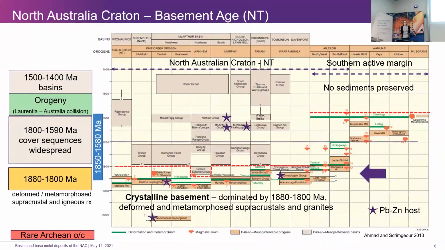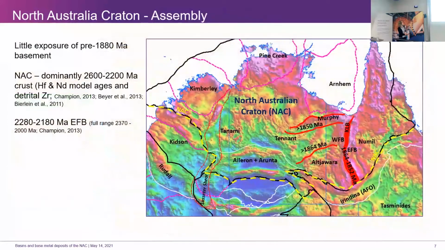Looking at basement across the North Australian Craton, there's very little outcrop. But what really stands out, we have a bit of Archean and a little bit of these older rocks in Pine Creek, and even a little bit older. But dominantly, the basement, the deformed and crystalline rocks that we see, are from this age package, 1880 to 1800. There is a bit of lead zinc in those, but the main lead zinc deposits are up here in the younger package that we'll spend most of our time looking at.